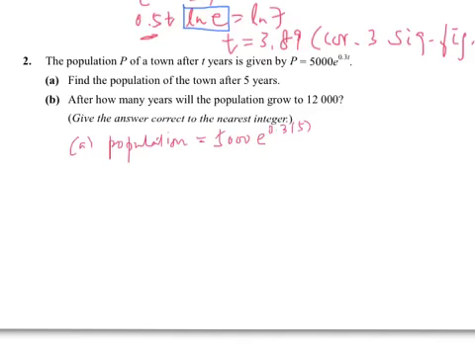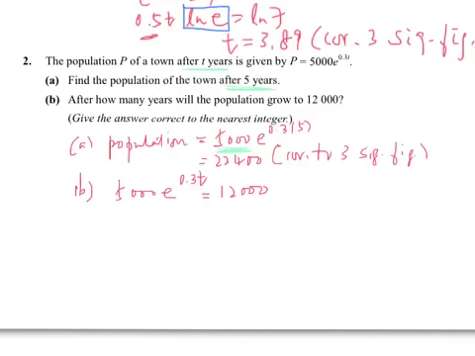Okay? Make sure that you're talking about the same time, after 5 years. Okay? So just take t equal to 5. For this question, that means the initial population is 5,000. Correct to 3 significant figures, that means 22,400 approximately. Okay, find the time when the population grew to 12,000.